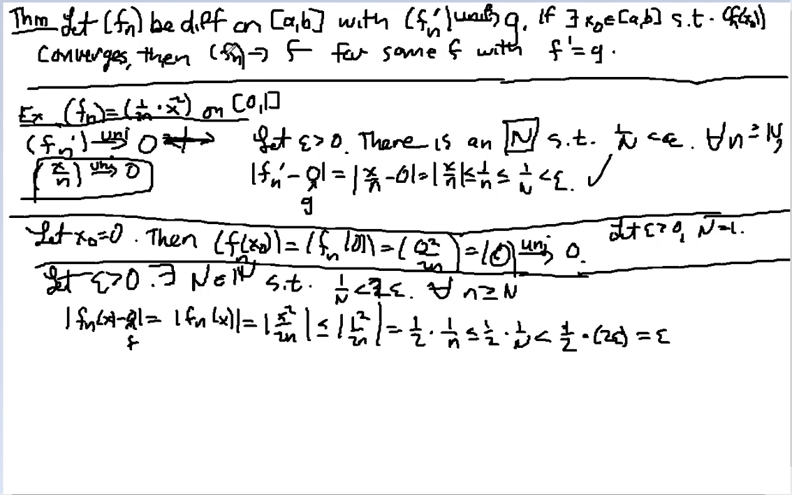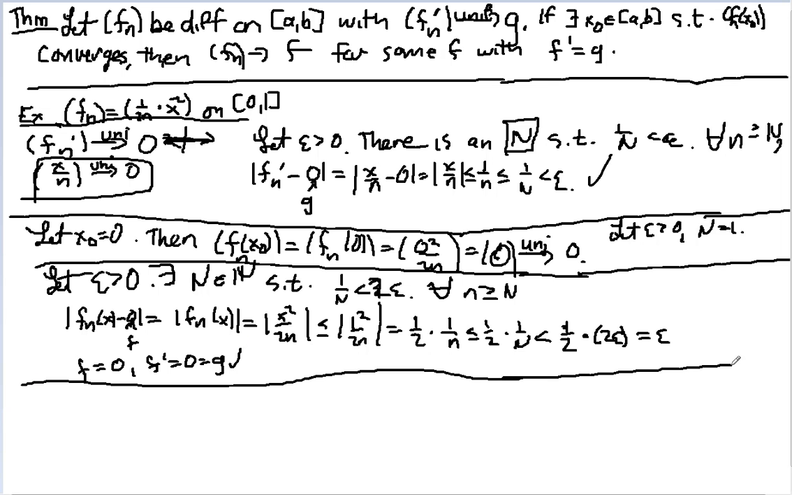So I proved that this converges uniformly to f, and if my f is 0 and my g is 0, I get f equals 0, f prime is equal to 0, and that of course equals g. So I've verified that the theorem actually does work. Again, the point of the theorem is that you don't have to do this step, but I did it anyway just to prove it. Now I'm done with the example. Let me give you a non-example that's very similar.